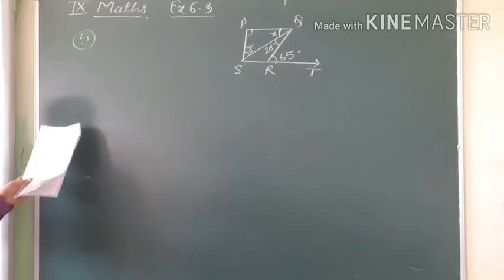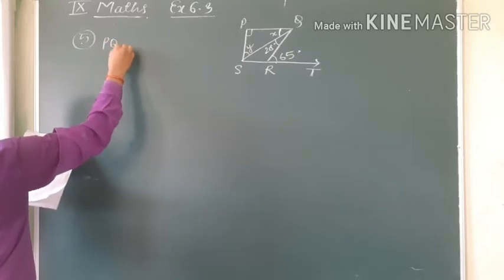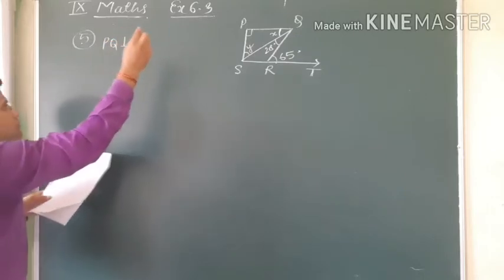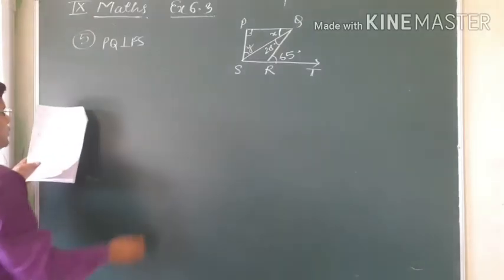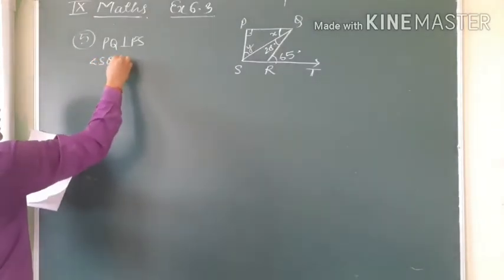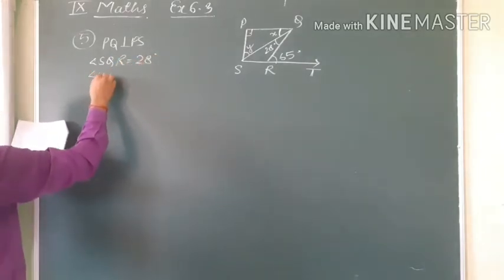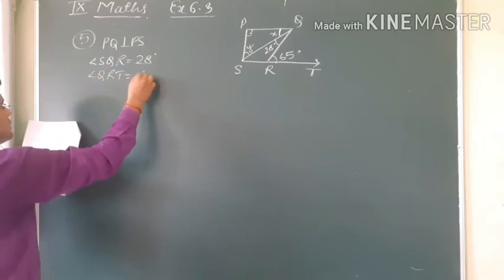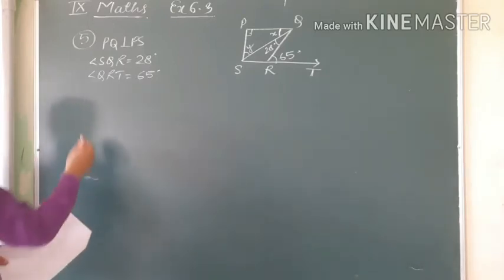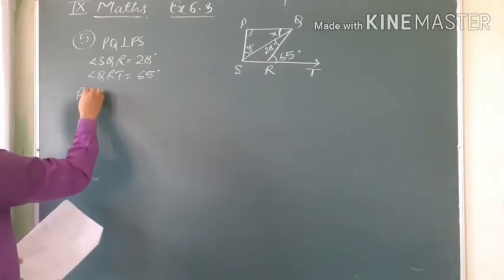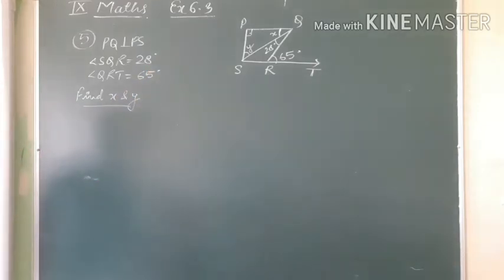Firstly, PQ is perpendicular to PS, at the point P. After that, angle SQR is equal to 28 degrees, and angle QRT is equal to 65 degrees. Okay. We have to find X and Y.